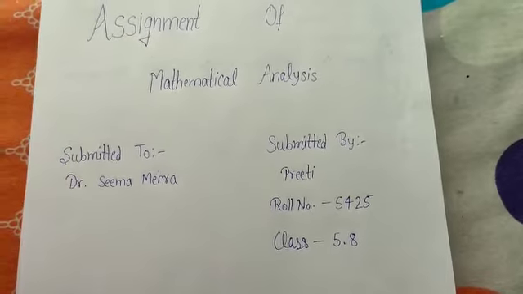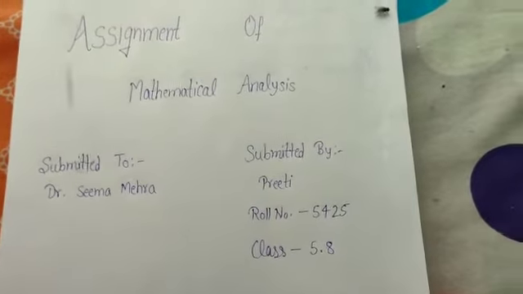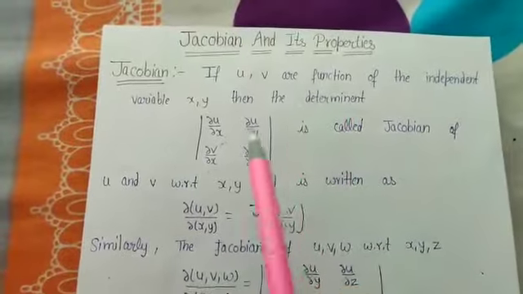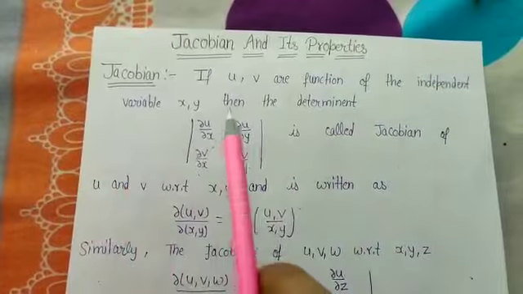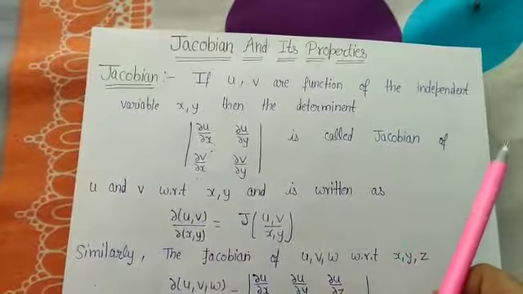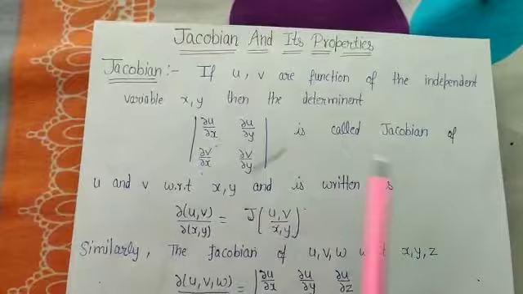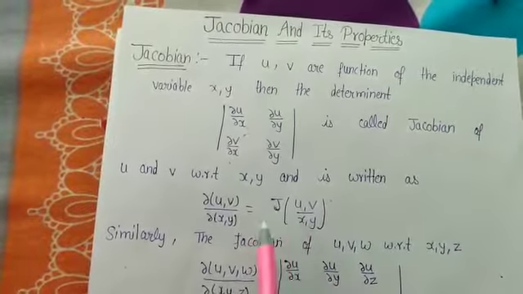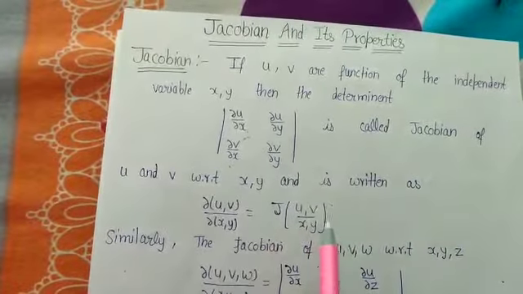Today I present my presentation of mathematical analysis based on Jacobian and its properties. Jacobian and its property. What is Jacobian? If u and v are functions of the independent variables x, y, then this determinant is called the Jacobian of u, v with respect to x, y and is written as del(u,v) divided by del(x,y), which is equal to J(u,v with respect to x,y).